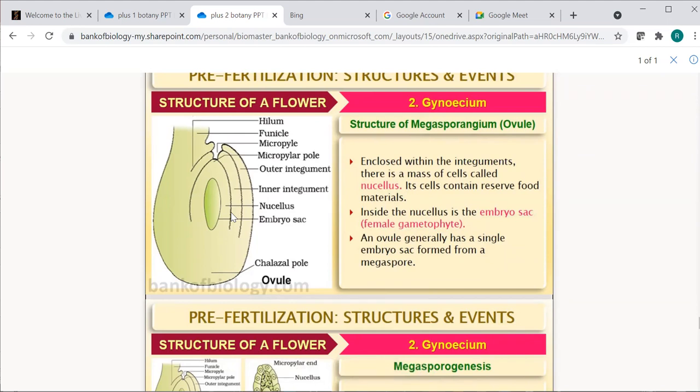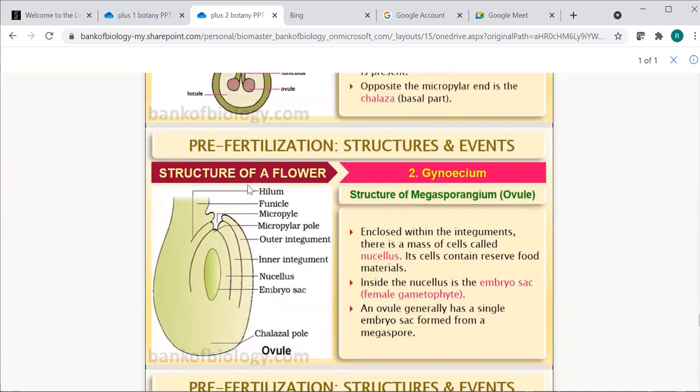Enclosed within the integuments, there is a mass of cells called the nucellus, which can reserve food materials. Inside the nucellus is the embryo sac, which is the female gametophyte. An ovule generally has a single embryo sac formed from a megaspore. Okay, so we'll revise it again.